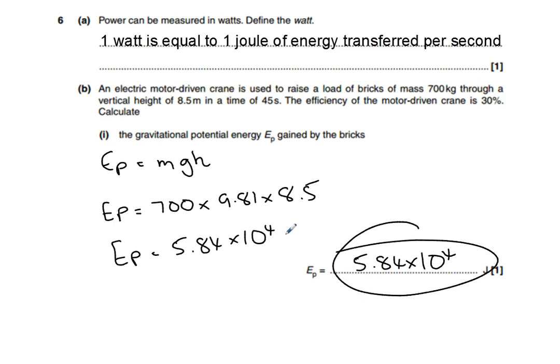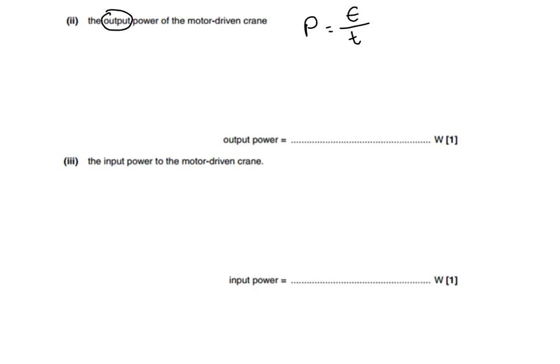It's going to be this, that's the energy, because it's the output power. This is what it's doing with its output power. It's moving this 700 kilograms of bricks through 8.5 meters in 45 seconds, so this is its output power. So P equals 5.84 times 10 to the 4 joules divided by the time. It does that in 45 seconds. If you type that into a calculator, you'll get 1.3 times 10 to the 3. Now we're dealing with power, so that will be units of watts.